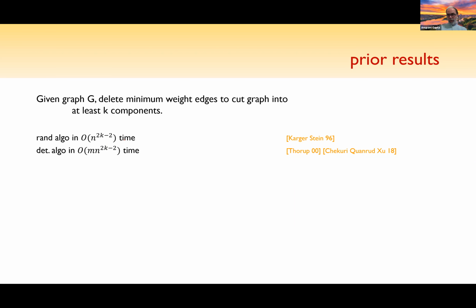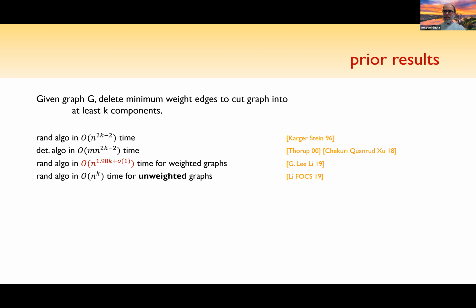And then for quite some time, progress stalled a little because we didn't know how to do any better for k-cut. And recently, we made a slight improvement, an epsilon improvement. We showed that the answer is not n to the 2k, it's like n to the 1.98k or something like this. And Jason, in a FOCS best paper, showed an algorithm which for unweighted graphs actually got it down to n to the k.